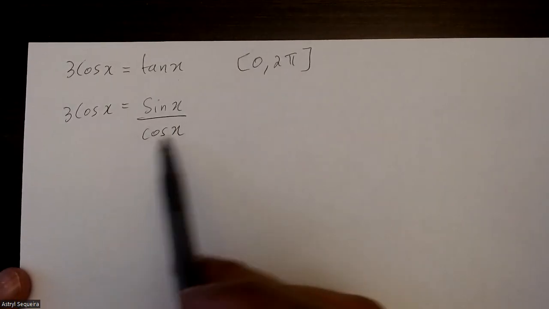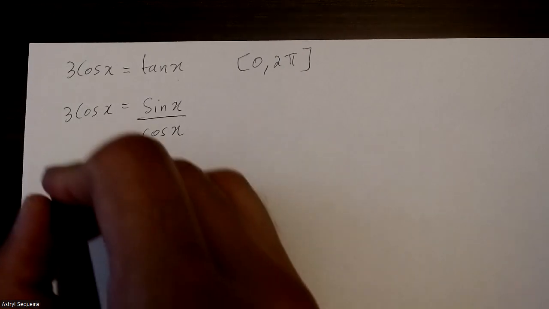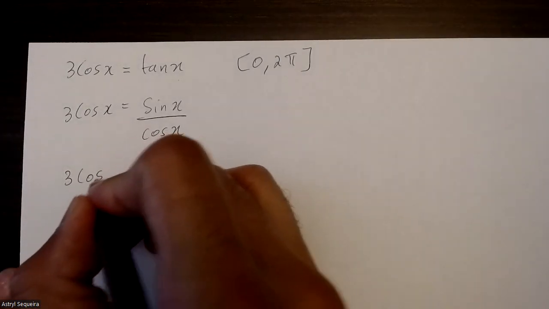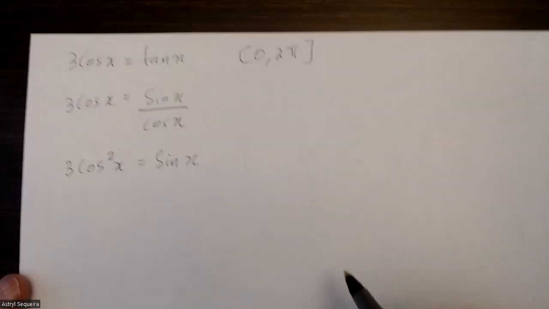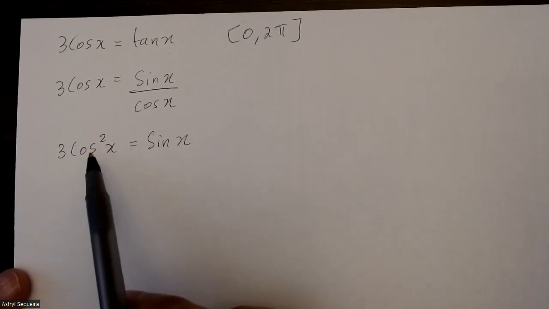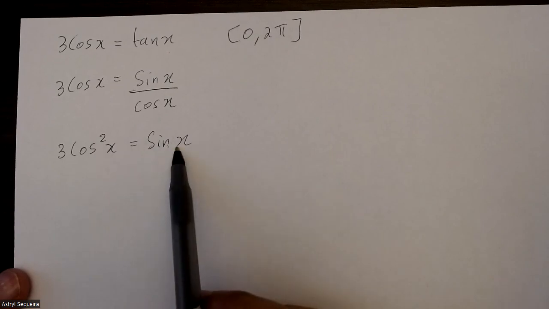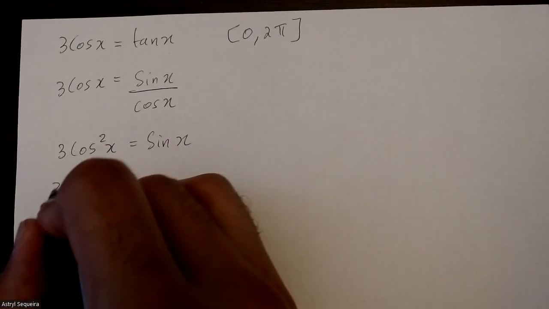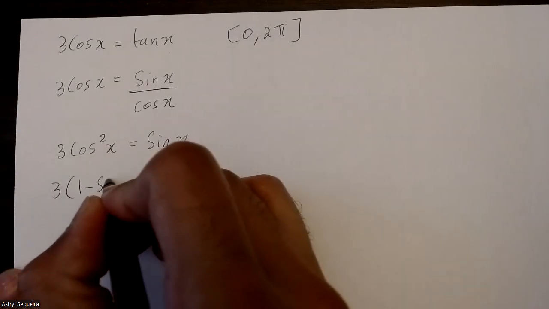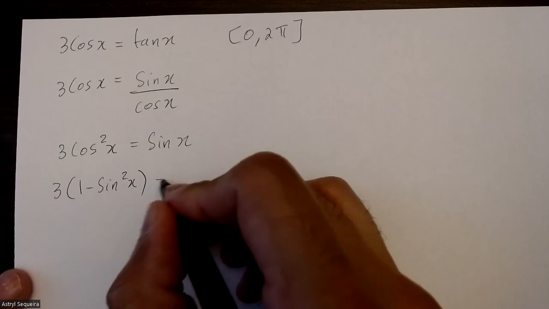Next, I need to get rid of this cos in the denominator, so I'm going to multiply it into the other side. So it's going to become 3 cos square x equals sine x. Now I still have the same problem. I have cos and I have sine, so I still won't be able to factor it. So I need to convert this cos square into 1 minus sine square using my trig identities.